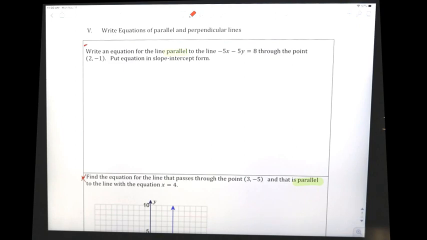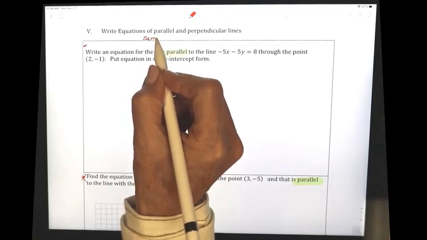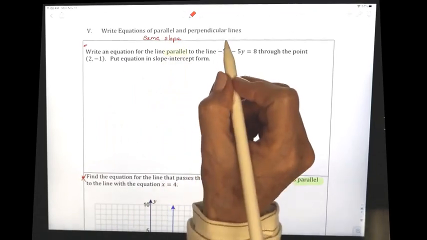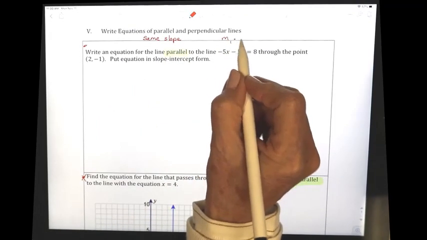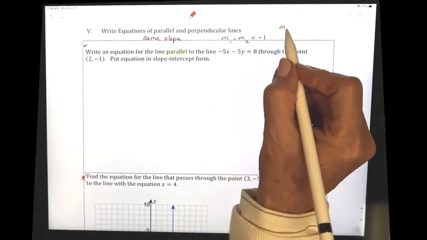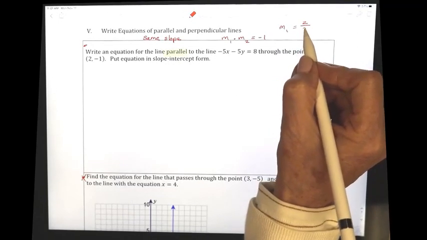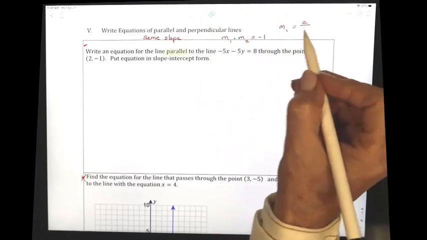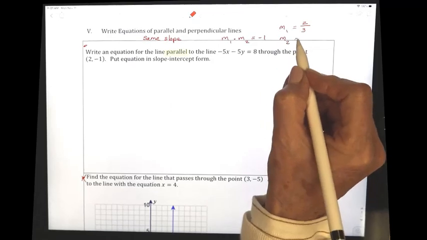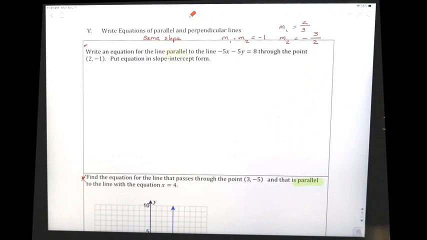Just a quick refresher, remember parallel lines have the same slope because they never cross, they never intersect, and perpendicular lines have slopes that are what I call negative reciprocals. When you multiply them together, they produce a -1. So let's say the first slope of a line is positive 2/3. Then a line perpendicular to that would have an opposite sign and a reciprocal number.